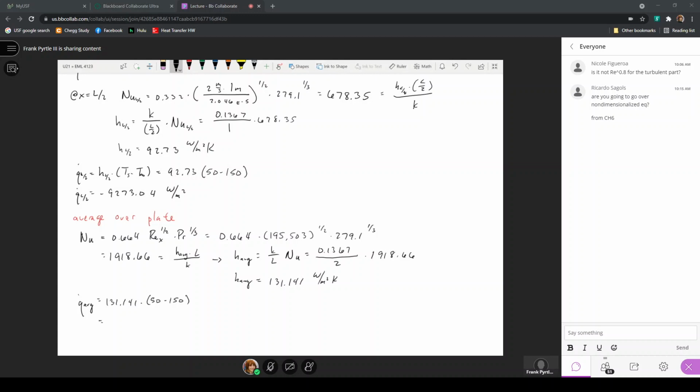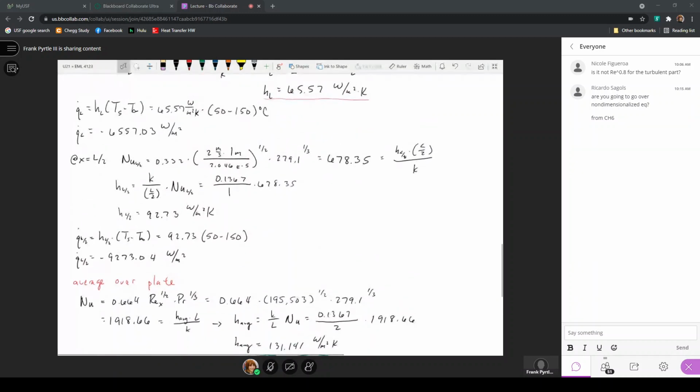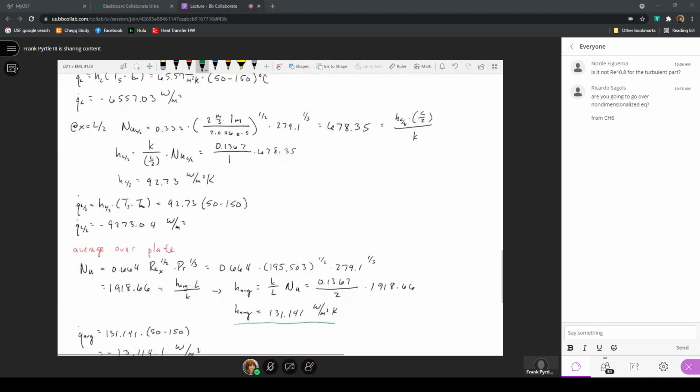So this is minus 100, or 13,114.1 watts per square meter. Now we look at the average heat transfer coefficient over the entire length of the plate and compare that to the heat transfer coefficient at the trailing edge of the plate. This expression of the average heat transfer coefficient is exactly twice the value at the trailing edge of the plate.